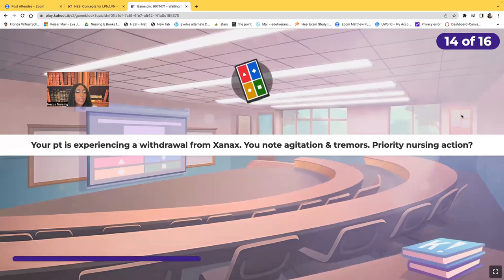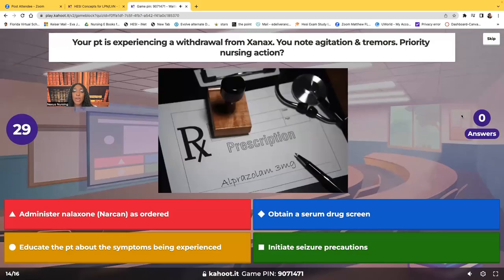Your patient's experiencing a withdrawal from Xanax. You note agitation and tremors. What would be your priority nursing action? Is it to administer naloxone Narcan as ordered? Is it to obtain a serum drug screen? Is it to educate the patient about the symptoms experienced? Or is it to initiate seizure precautions?